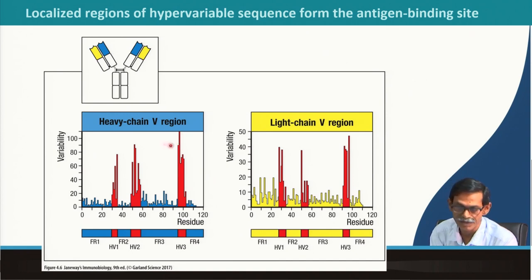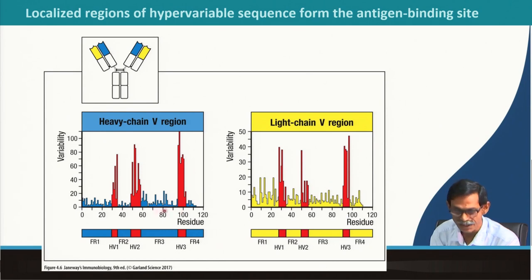So, the number of variabilities is very high. If you see, I will just consider this blue region. We multiple align the blue region and calculate the percentage of variability, and this blue region is the heavy chain. If we do that, what can we see? We see that there are certain regions that are not that variable, but there are only 3 regions. Out of these 110 or 115 residues, 3 specific regions are highly or heavily variable.